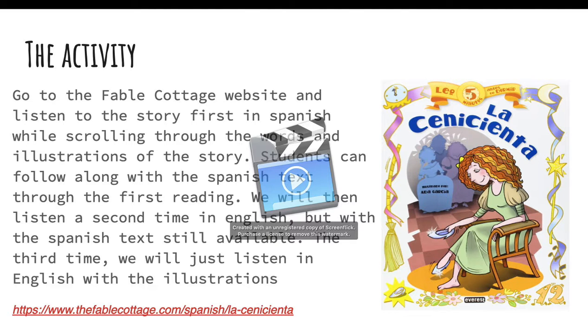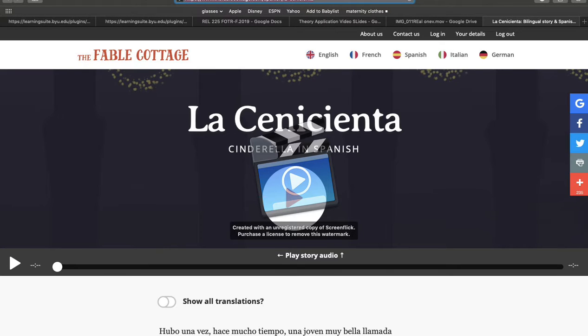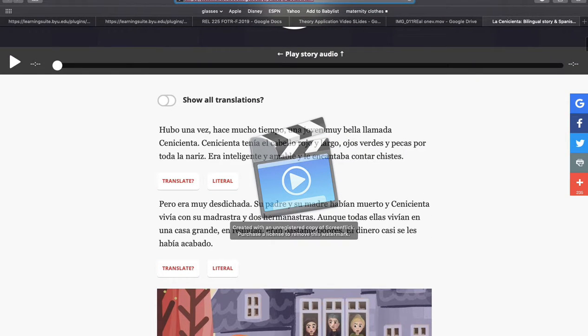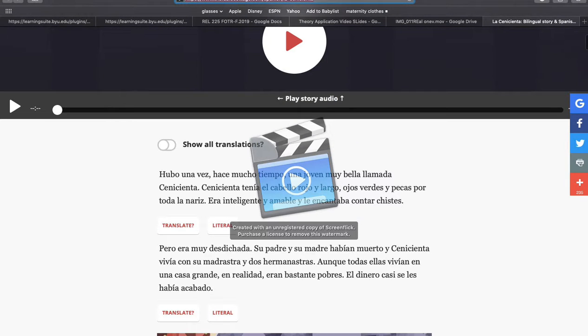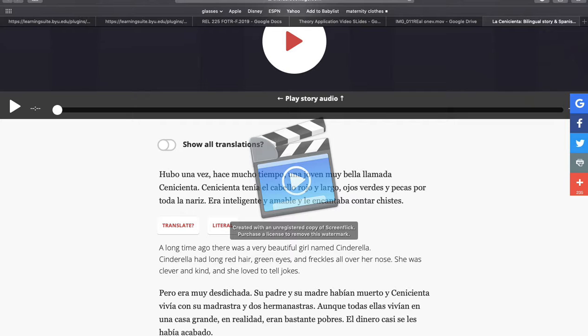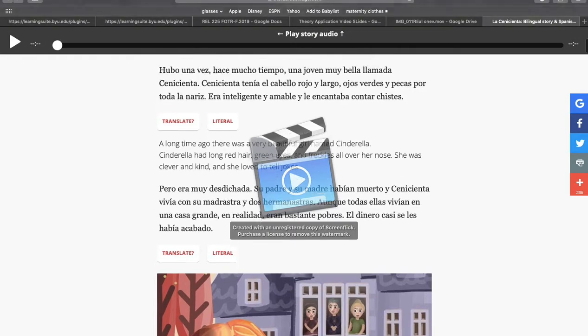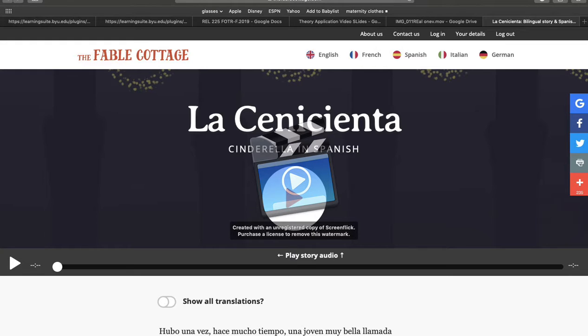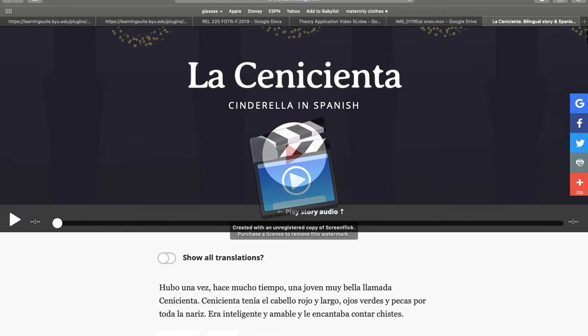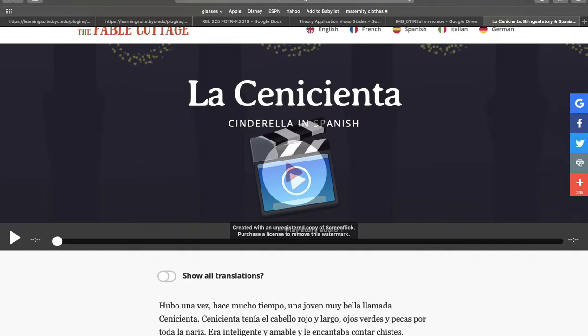For our activity, we're going to go to the Fable Cottage site, and we will be listening to the story first in Spanish with this Spanish text available for our students. So then after we listen to it first in Spanish with the Spanish text, we will then translate it over to the English and listen to it again in Spanish, but have the students reading along with the English representation. And then lastly, we can change the story to our English option up here, and then the students will listen with the English and with the English text available.